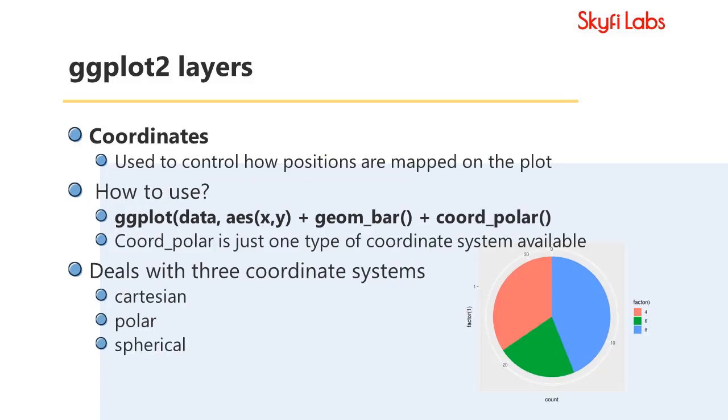Coordinates. These are used to plot data in different types of the coordinate axis, which also means that these control how to position the data on the plot. There are 3 types of coordinate system available in R. They are Cartesian, polar, and spherical. Data can be plotted in any one of them, based on the suitable representation.